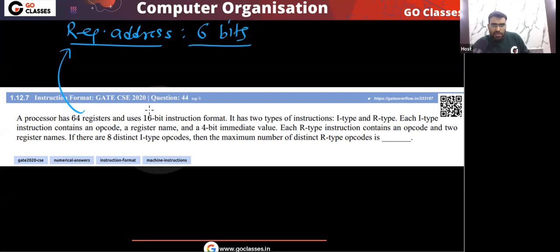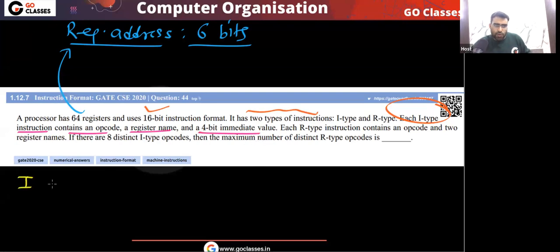The question is saying you have a 16-bit instruction format. Every instruction has 16 bits. There are 2 types of instruction, I type and R type. Every I type instruction contains an opcode, a register name, and a 4-bit immediate value.